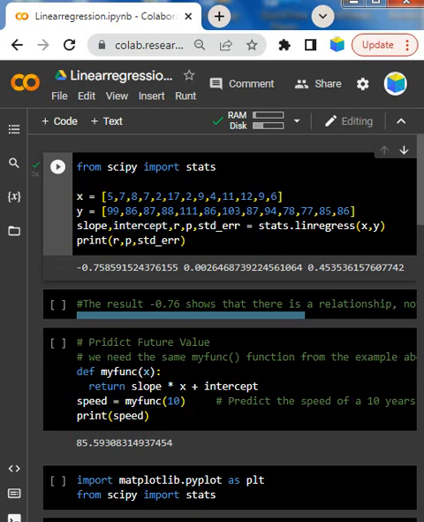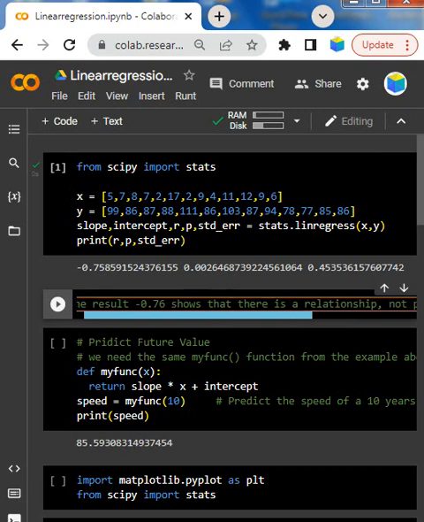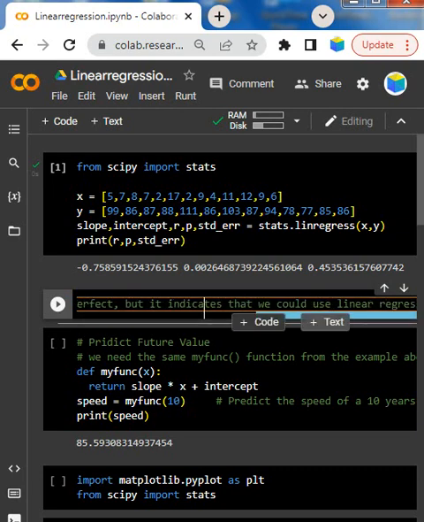So in this relationship I have now gotten 0.75, or negative 0.76, which shows there is a relationship. I have not predicted anything, but it indicates that we could use linear regression further.